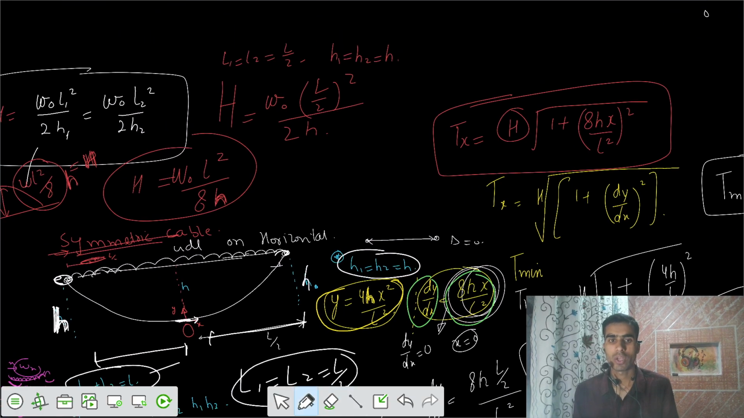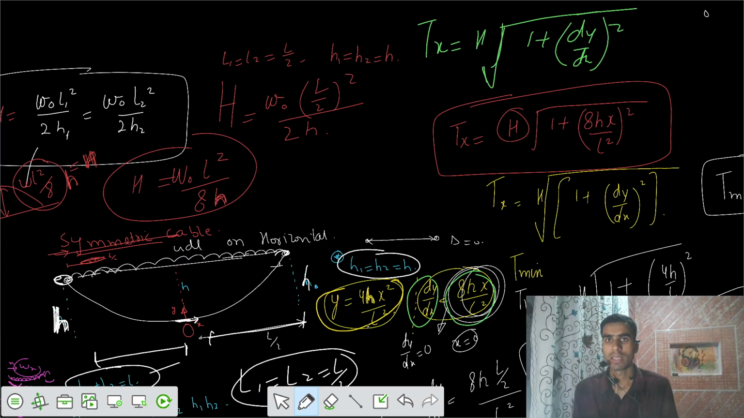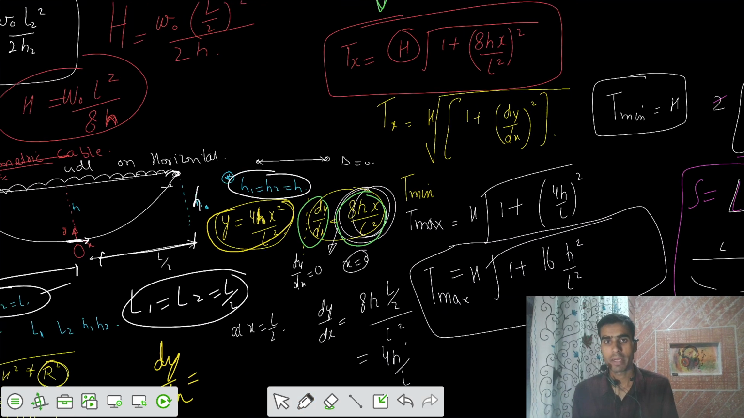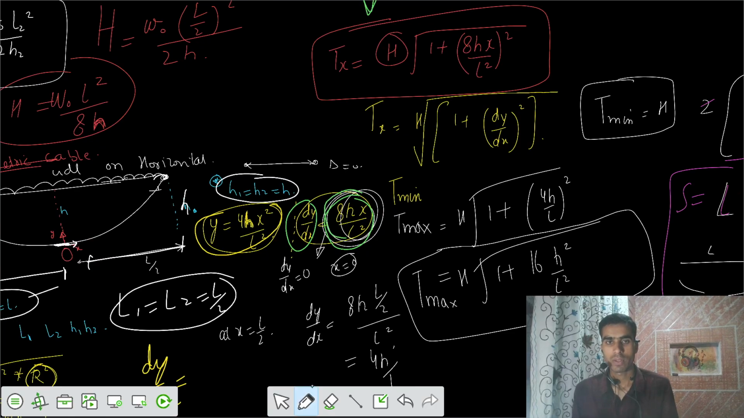And I have one more equation. Do you know this equation? Tx equals h times the square root of 1 plus (dy by dx) whole squared. We derived it in the previous lecture. Then we need the value of h and the value of dy by dx. And we know the value of dy by dx: it is 8hx by L².